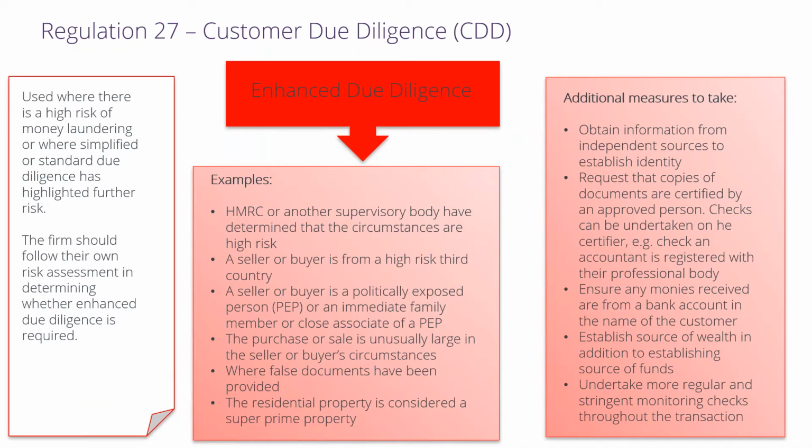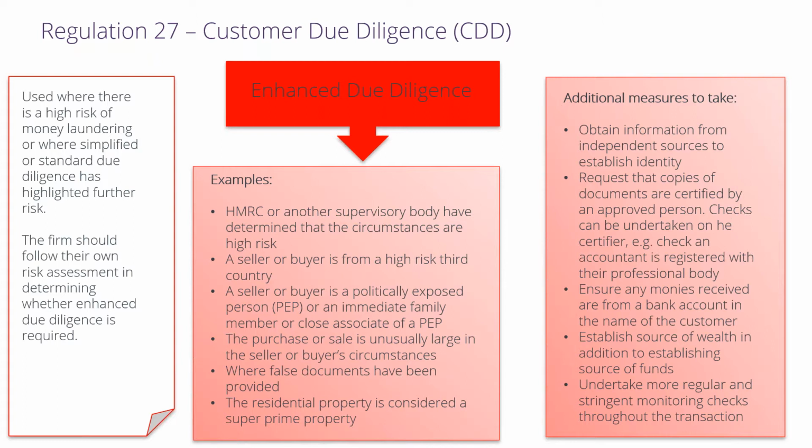Enhanced due diligence. This applies in situations that are high risk. It involves taking additional measures to identify and verify the customer's identity and doing additional ongoing monitoring. In the case of politically exposed persons, this will include source of funds. Some examples when you must do enhanced due diligence are: you have identified in your risk assessment that there is a high risk of money laundering or terrorist financing.